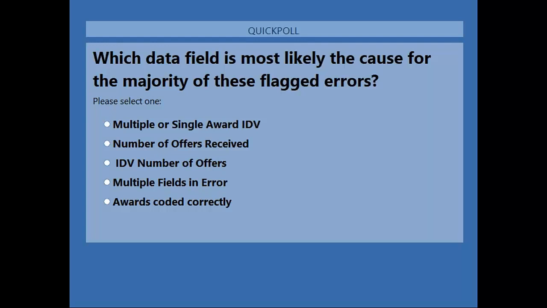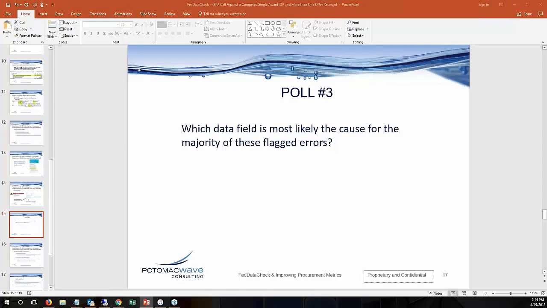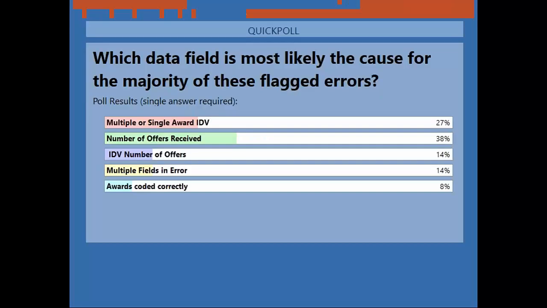All right, I'll close out that poll. I'm sharing those results now. You can see the first 2 are the popular ones, and that makes sense. It could be either one of those. My assumption on a lot of these is it's the number of offers received on the BPA call. That just makes sense to me. That's where there's more room to make an error.